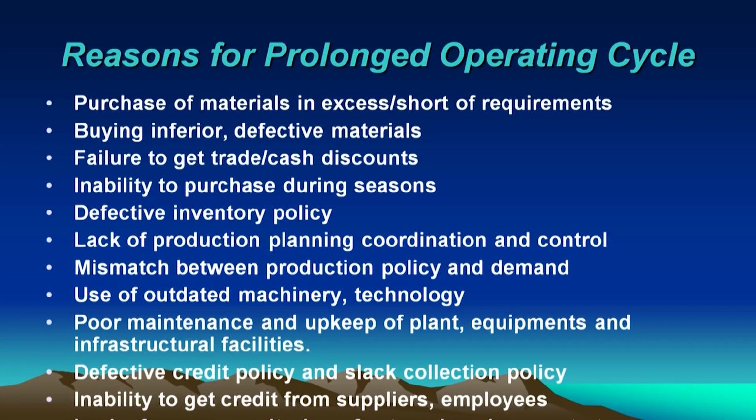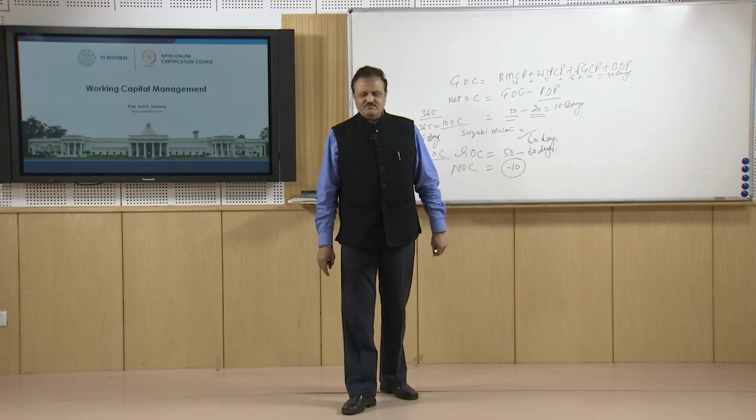Similarly, buying inferior or defective materials, failure to get trade or cash discounts, inability to purchase during seasons, defective inventory policy, lack of production planning, coordination and control, mismatch between production policy and demand, use of outdated machinery and technology, poor maintenance and upkeep of plant, equipment and infrastructure facilities, then defective credit policy and slack collection policy, and inability to get credit from suppliers or employees. These are some reasons which have been identified.